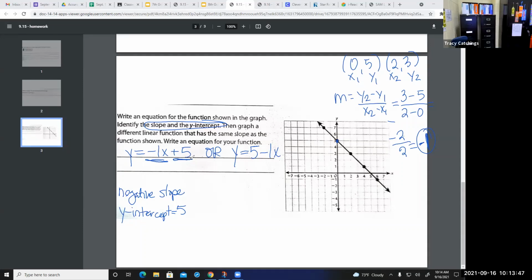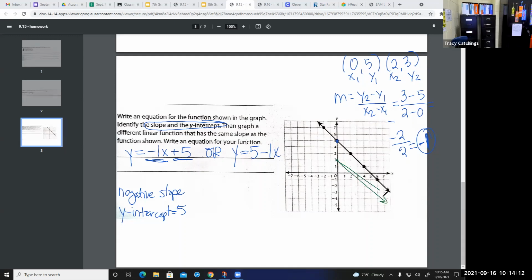So then it had a second part to that. The second part said, then graph a different linear function that has the same slope as the function shown. And then everybody wanted to give me the same line. Then they told you to draw a line. Should the line look like her line? But anyway, I let that slide. But most of us tried to draw this line that ran through here.